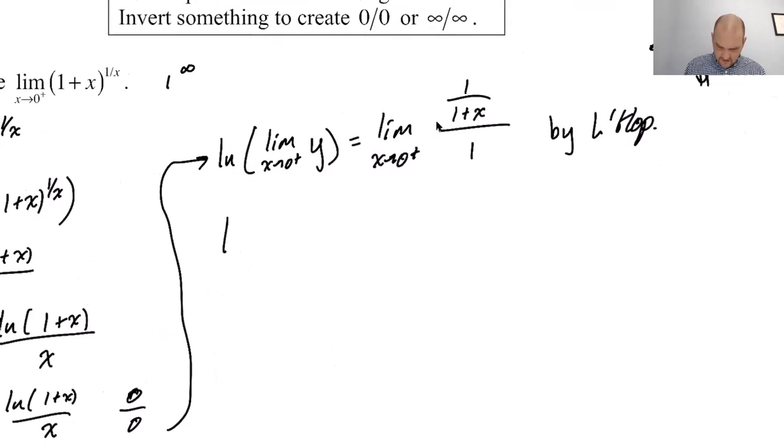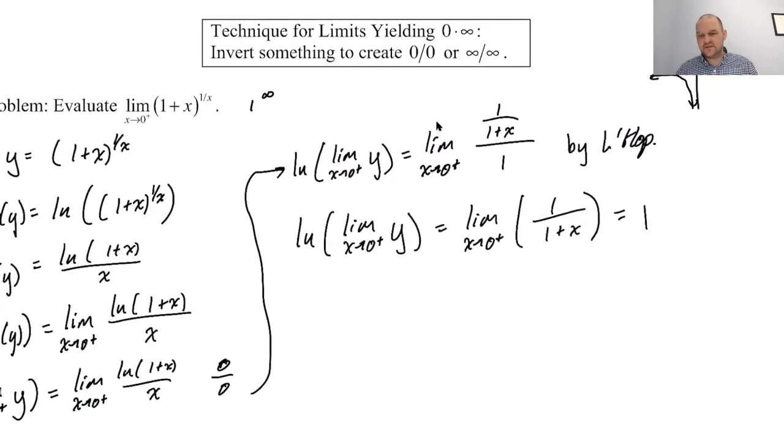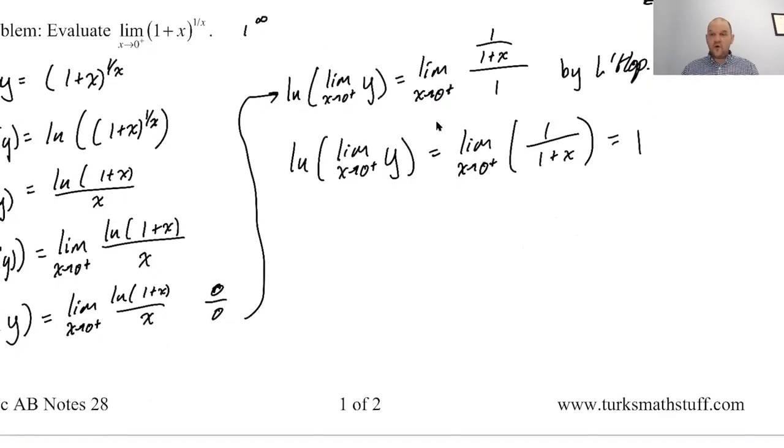All right, so the natural log of the limit as x approaches 0 from the right of y is equal to the limit as x approaches 0 from the right of, if we simplify this, 1 over 1 plus x, which is just 1, right? Because I let x equal 0, and there's no problem with doing that. So we get this. All right, we're almost done.